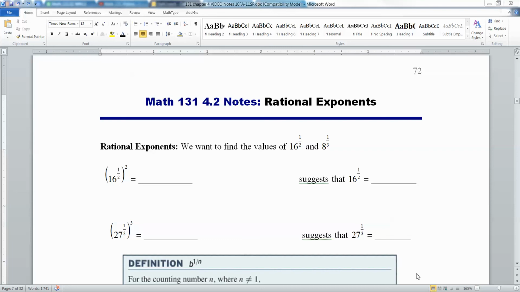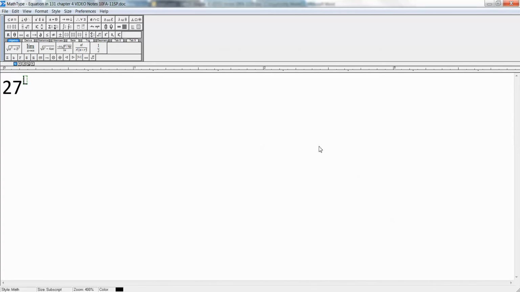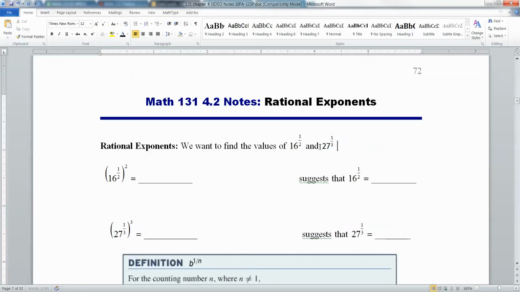Moving on to section 4.2, we're going to be dealing with rational exponents. Now, rational exponents are exponents that have ratios in them, namely fractions. So I want to teach you a little bit about how a fraction exponent works. I just realized there's a typo on this page. It shouldn't say 8 to the 1/3, it should say 27 to the 1/3. Sorry about that.